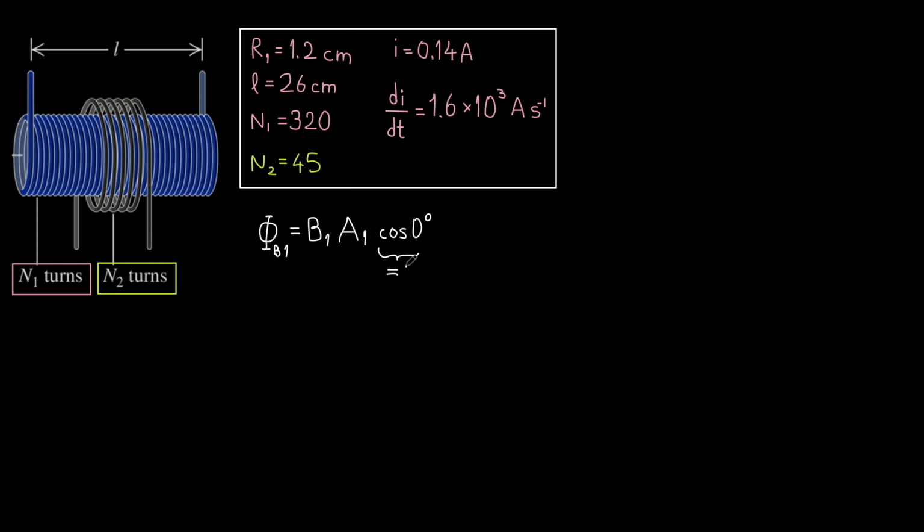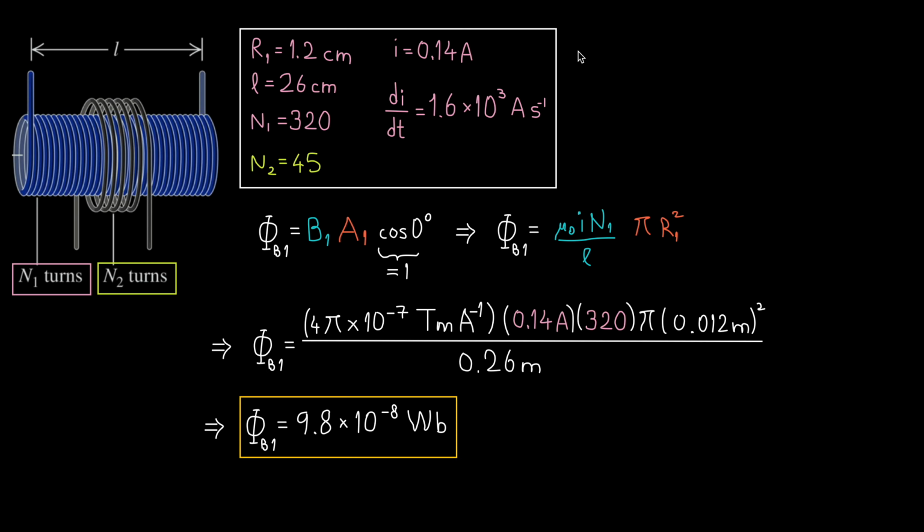Now, what is the magnetic field equal to? For this, we are going to use the formula for the magnetic field due to a solenoid. And the area is a circular area, so we will substitute pi r squared for the area. Here I have substituted the formulas for the magnetic field magnitude and the cross-sectional area. Next, let's substitute the numerical values and calculate. Keeping two significant figures, we get 9.8 times 10 to negative 8 Weber for the average flux through each turn of the solenoid.